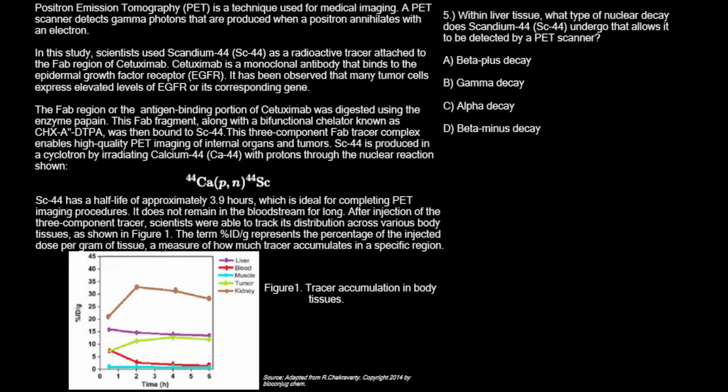Question number 5. Within liver tissue, what type of nuclear decay does scandium-44 undergo that allows it to be detected by a PET scanner? Answer choice A says beta plus decay. Answer choice B, gamma decay. C, alpha decay. D, beta minus decay.